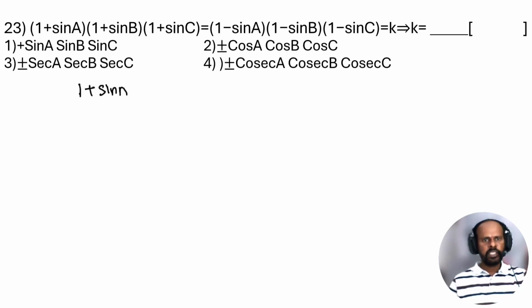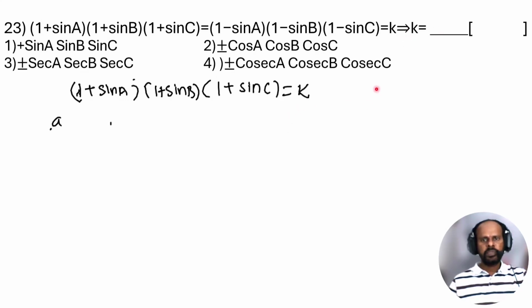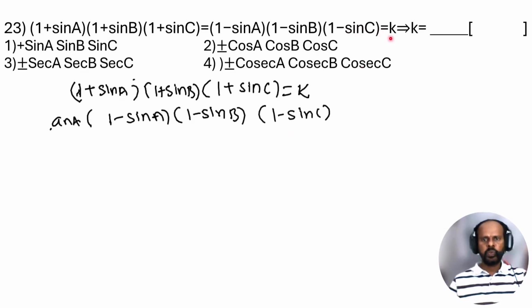Already given: 1 plus sin A, 1 plus sin B and 1 plus sin C equals k. Let us write that as k. Next, what is given is 1 minus sin A, 1 minus sin B and 1 minus sin C is also k. So let us use these two results, the first one and the second one.